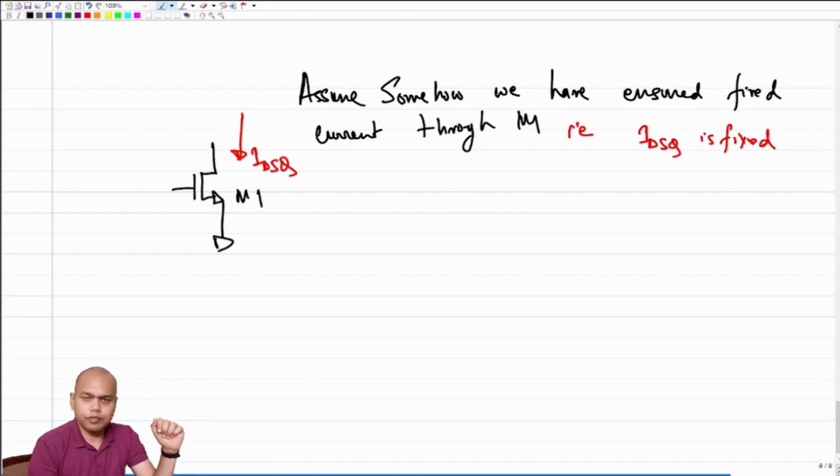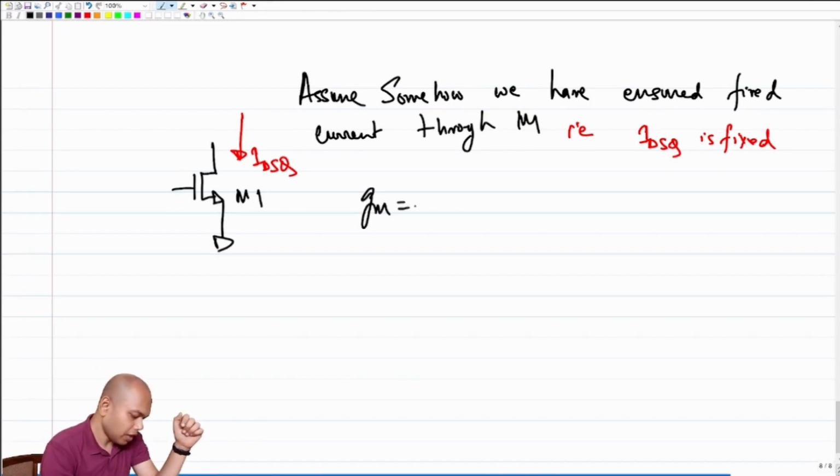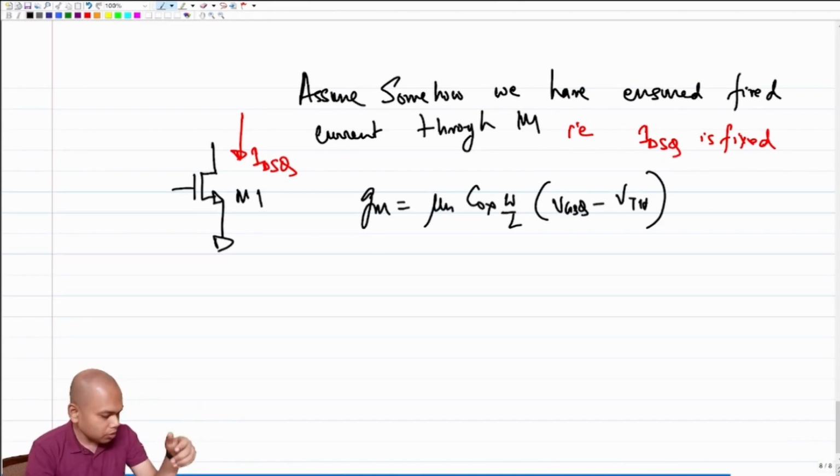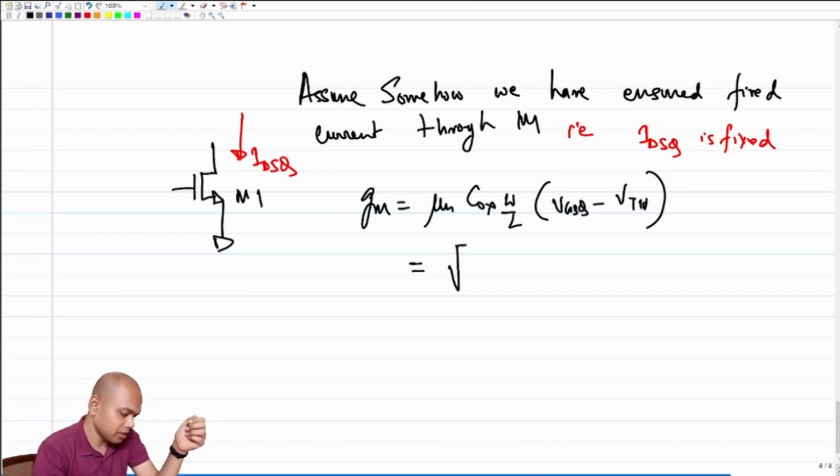So if IDSQ is fixed, what is the value of GM? You might tell me that hey, GM is mu n Cox W over L times VGSQ minus threshold voltage. Yes, it is always true, but this expression doesn't capture that your IDSQ is fixed. So in order to capture that effect of fixed IDSQ, I will use the other expression of GM which has IDSQ inbuilt. That was 2 mu n Cox W over L IDSQ.